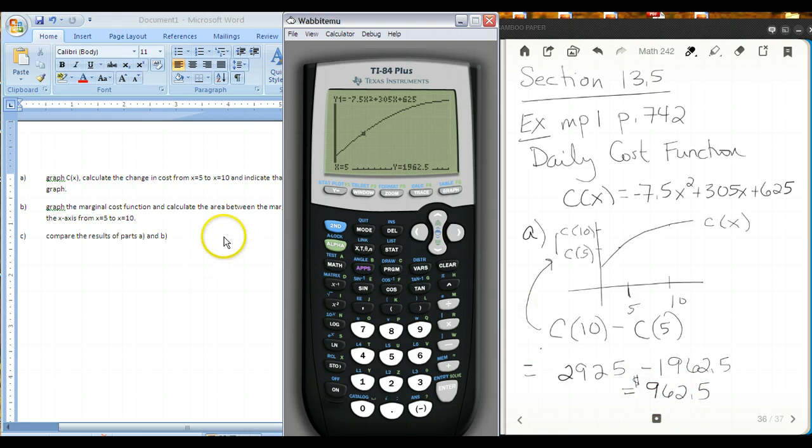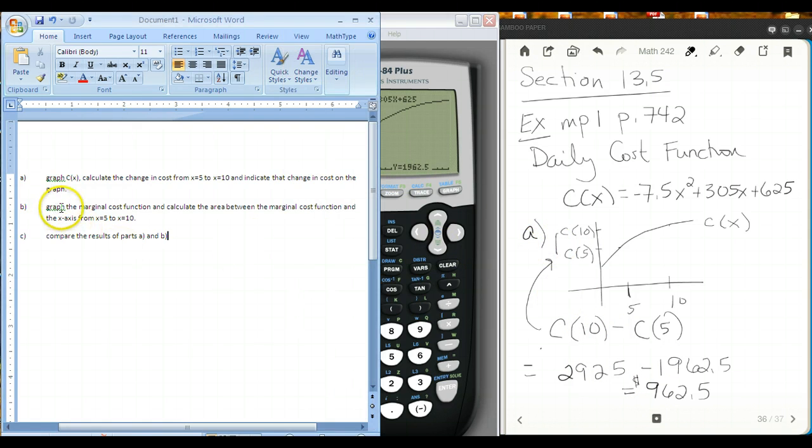And when they ask us to show that on the graph, notice that this expression, C of 10 minus C of 5, is a difference in outputs, a difference in y values, a difference in cost. Because it's a difference in y values, that means it's a vertical change. Calculating the difference between those two things is finding the distance between these two y values right there. That's what this represents. So that handles part A, just doing that graph.